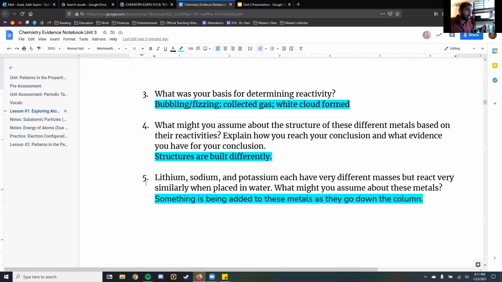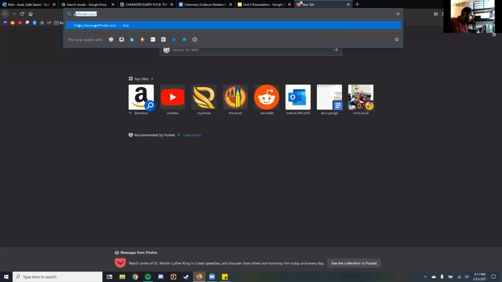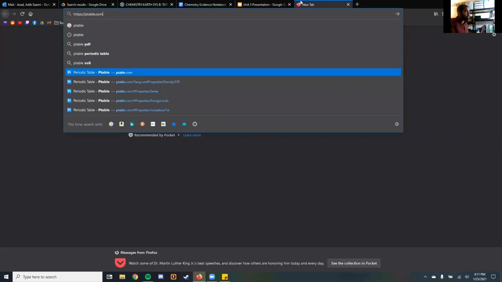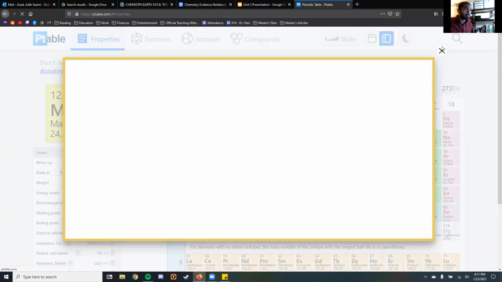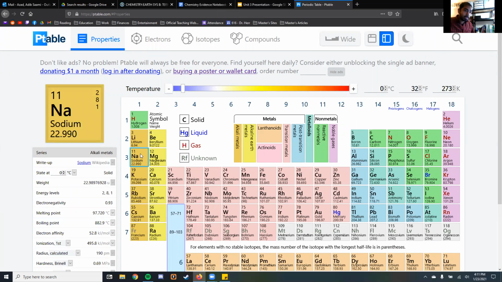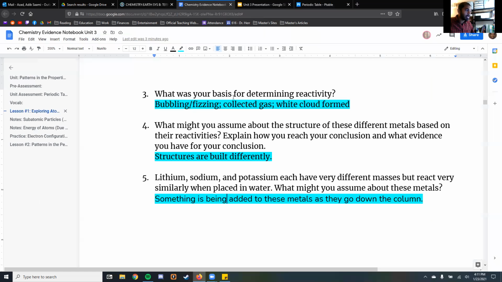Last up, we had different alkali metals, lithium, sodium, potassium, and they react differently, or very similarly, when placed in water. What might you assume about these metals? We came to the conclusion that something is being added to these metals as they go down their column. Some of you guys were exposed to the site ptable.com. We're able to identify, oh, lithium's here, sodium is here, potassium's here. These are all alkali metals, and so we're including that in our explanation here. That's fine.